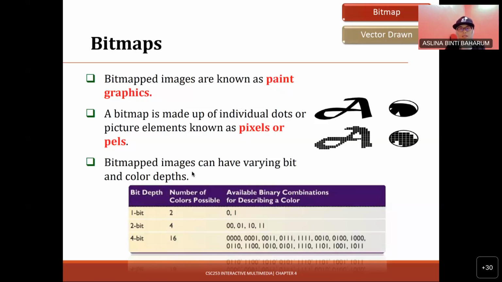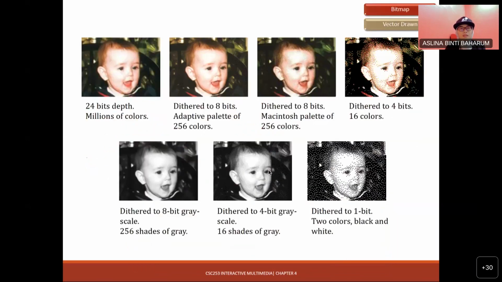Bitmap images can have varying bit and color depth. This is the detail: 1 bit equals 2 colors, a combination of either 0 or 1. 2 bits equals 4 colors, so you have 00, 01, 10, 11, and so on. You don't have to memorize this. This is just an explanation of the meaning behind color depth and the bits used. This is better for you to understand it.